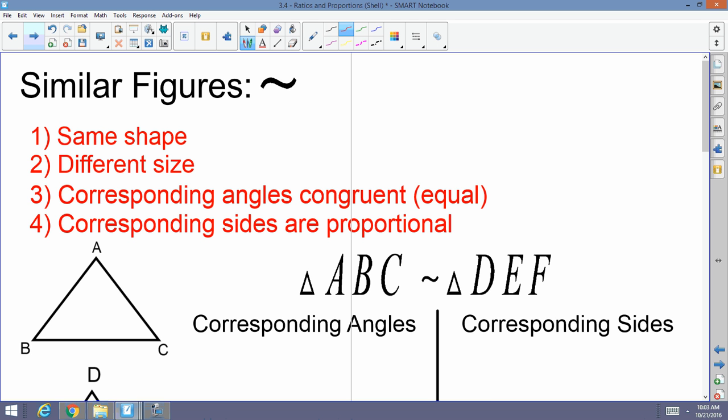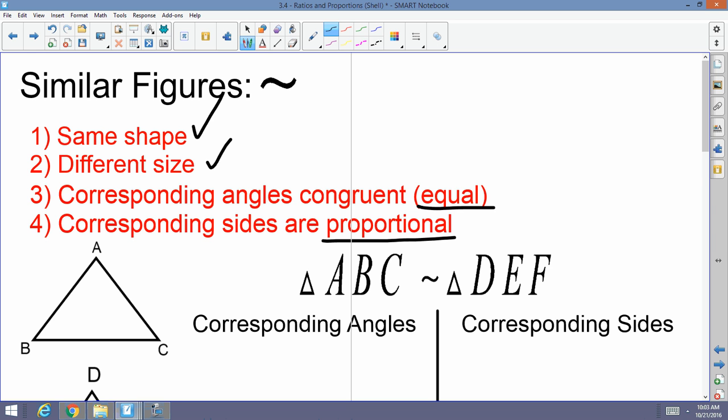A similar figure, first of all, must have the same shape. If you don't have the same shape, you don't have a similar figure. But they're going to be different sizes. If you have the same shape and the same size, then what you have is a congruent figure. The corresponding angles are equal, and the corresponding sides are proportional.